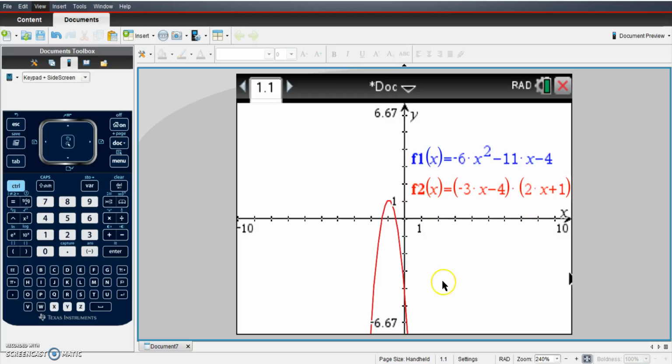So since it completely covered it, it's completely lying on top of each other, that means that the factored form and the equivalent expression to the first one is negative 3x minus 4 times 2x plus 1, for negative 6x squared minus 11x minus 4. Now remember, you can use this method to check your factored forms to see if they are correct.